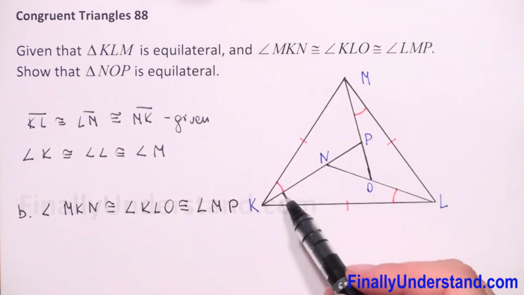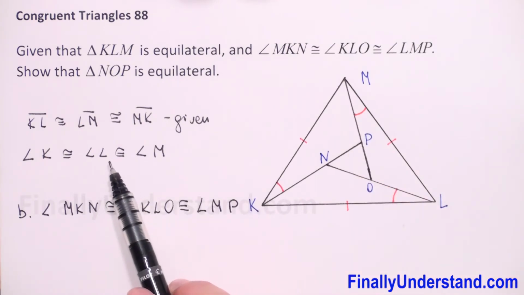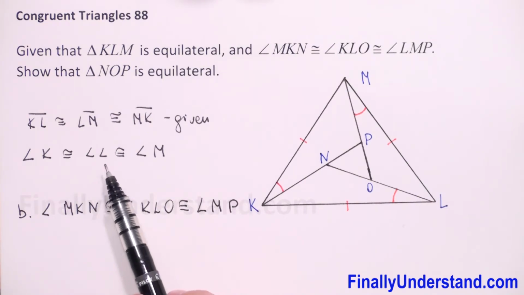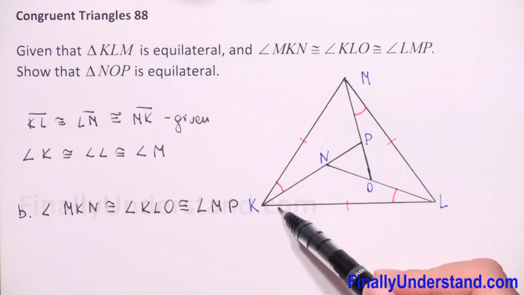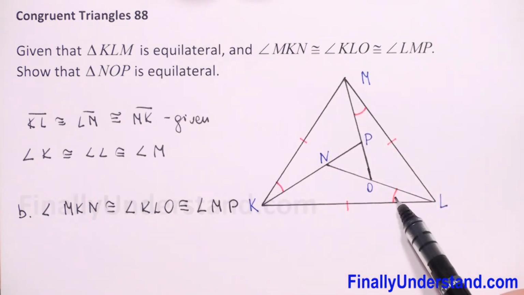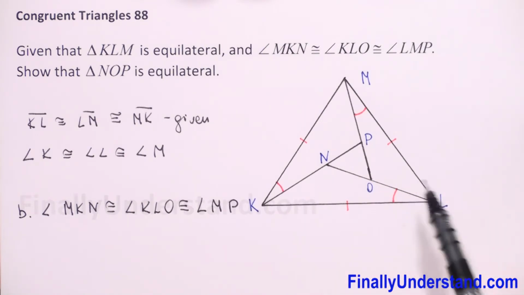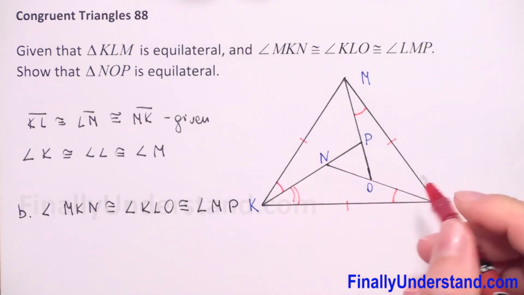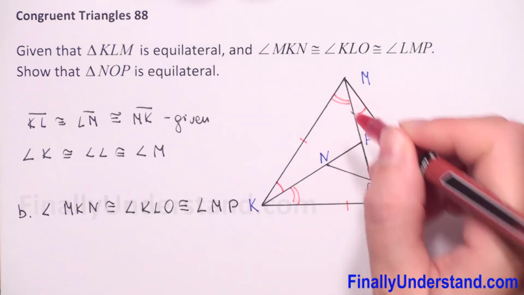and we know that angles K, L, M are congruent because we are given that triangle KLM is equilateral, so it means that this triangle is equiangular. So if this angle is congruent to that, and this part is congruent, so this must be too. So let me put that this angle is congruent to that angle and to that angle.